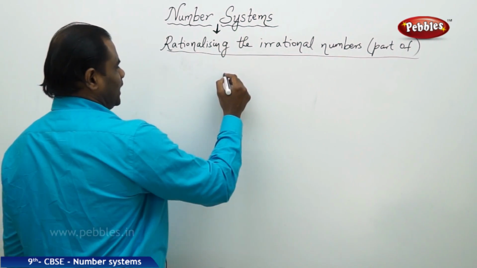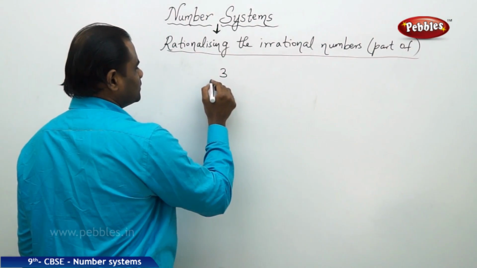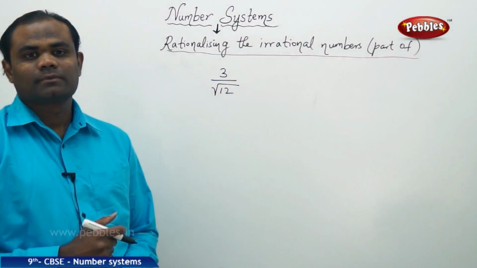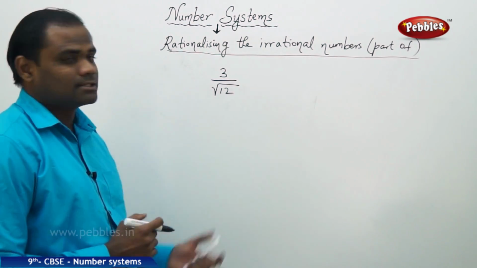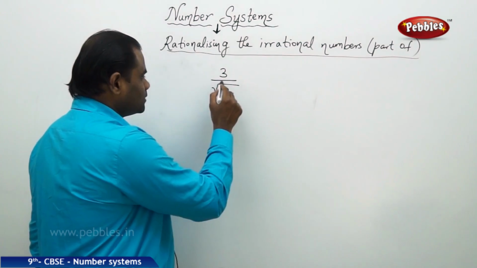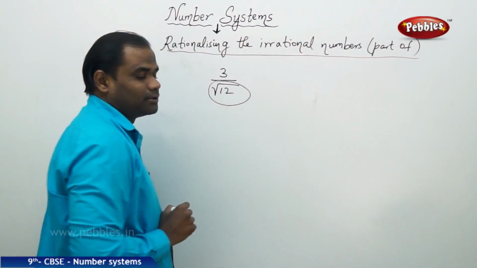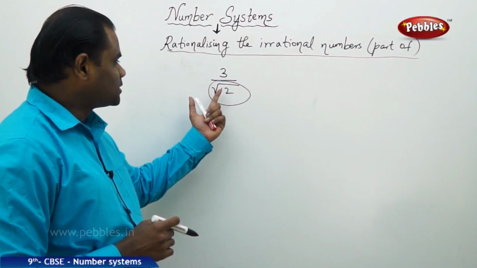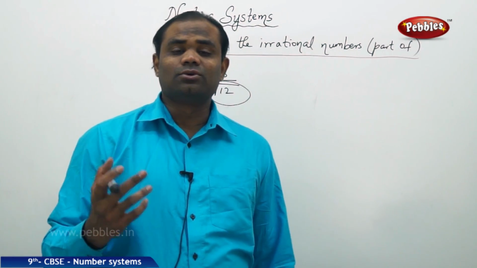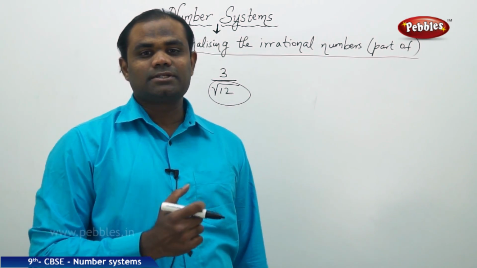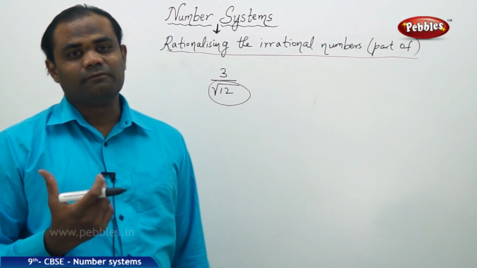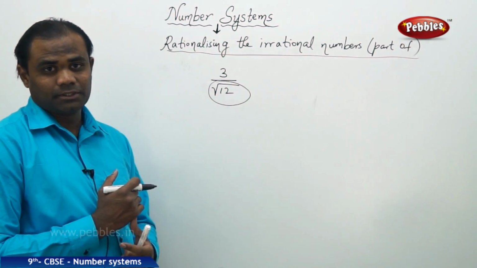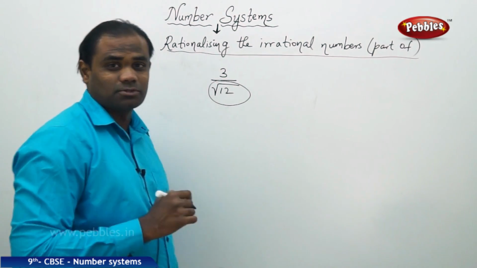So for example, I have a number 3 by root 12 and I would like to rationalize this denominator because my denominator is an irrational number. In order to rationalize, I understand that its root has to be removed. Rationalizing the root is possible only when the root vanishes. Therefore, let's see how root 12 can vanish.